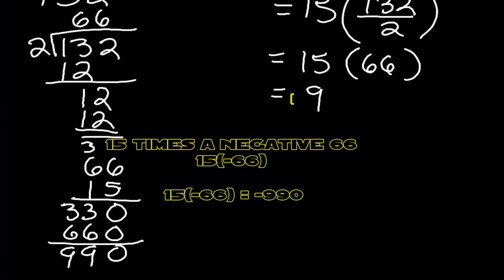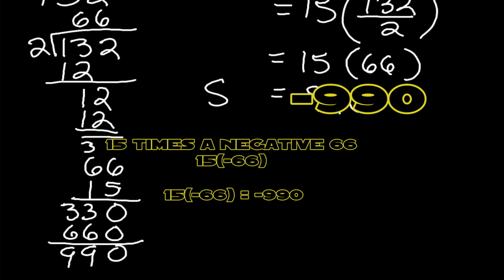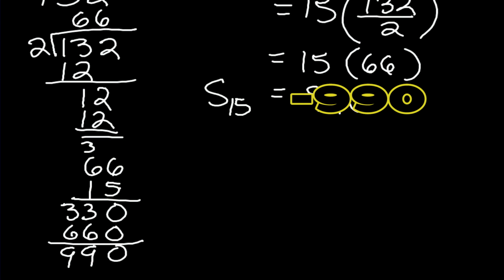So that tells me the sum of the first 15 terms of this sequence, which is called the series. The 15 terms of the series, their sum is equal to 990.